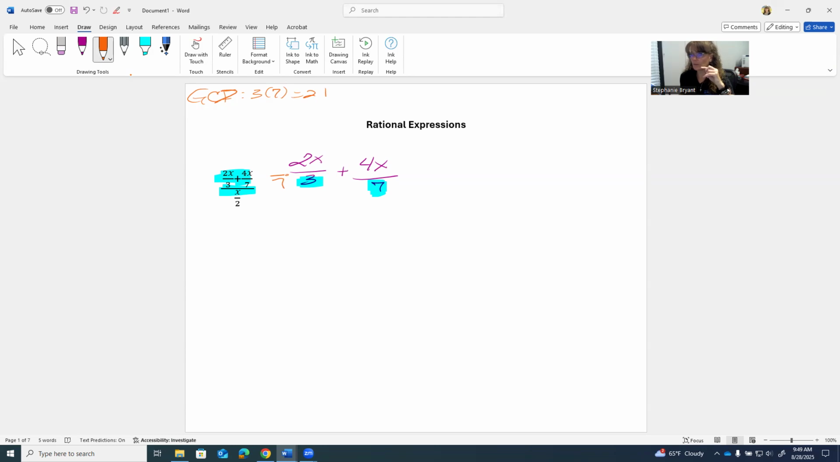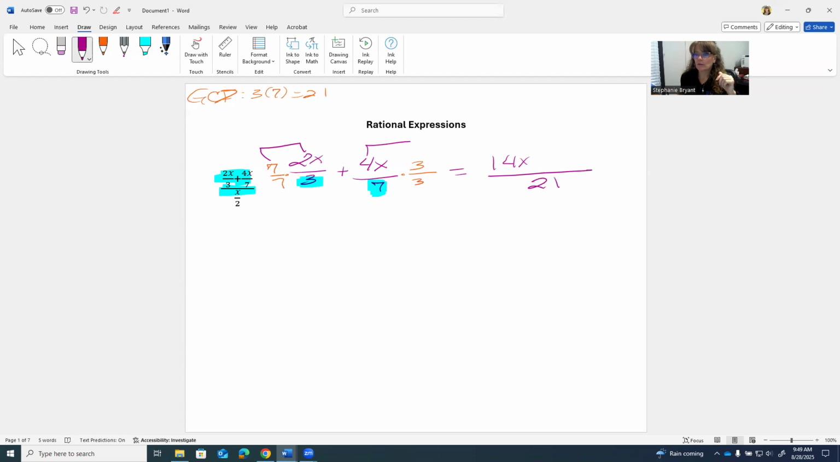Whatever we do to the bottom, though, we must do to the top. I notice this next one here has 7 in the denominator, so I'm going to multiply the bottom by 3. But again, whatever I did to the bottom, I have to do to the top. So let's do this. I got 7 times 2x is 14x. And then, of course, 7 times 3 is 21. But I'm going to write it all over that denominator.